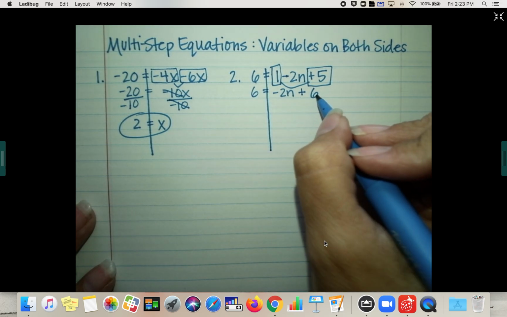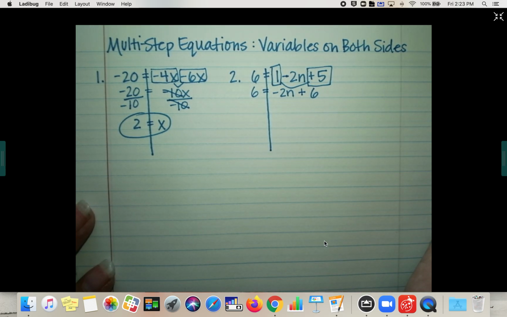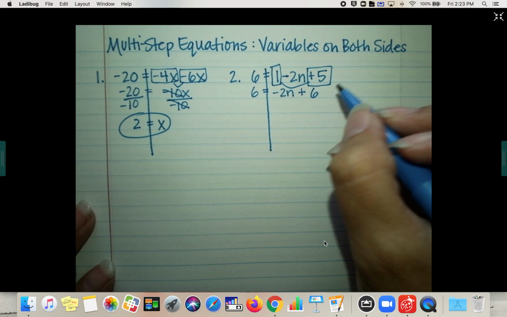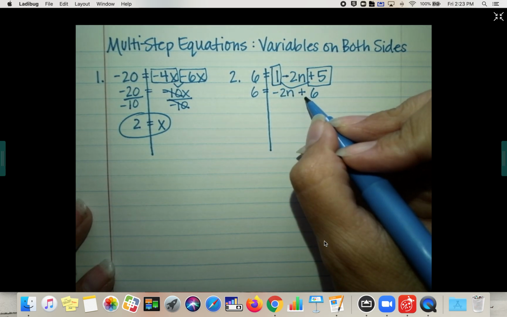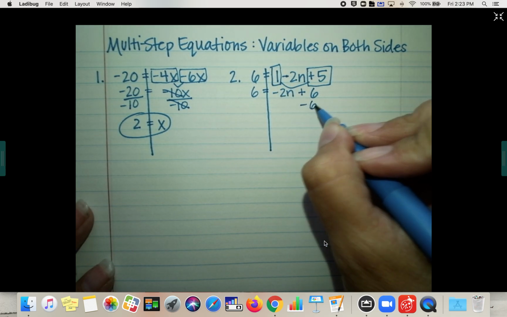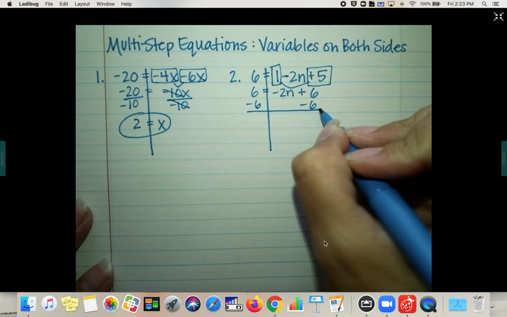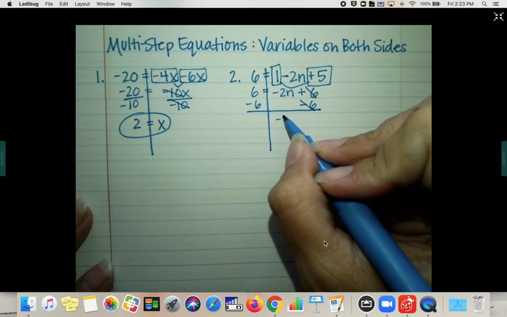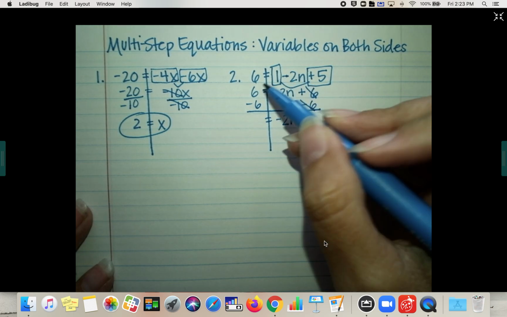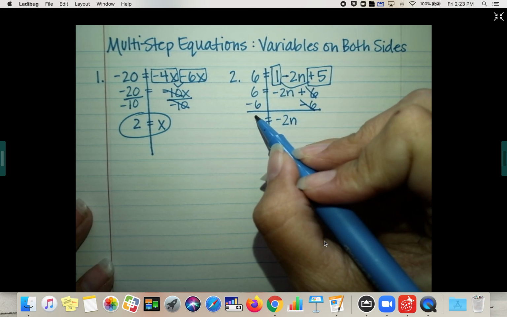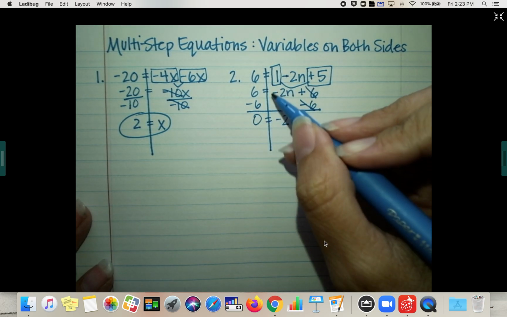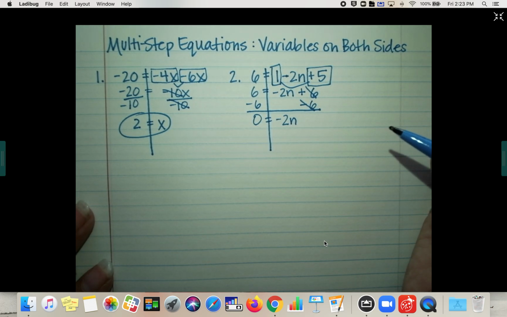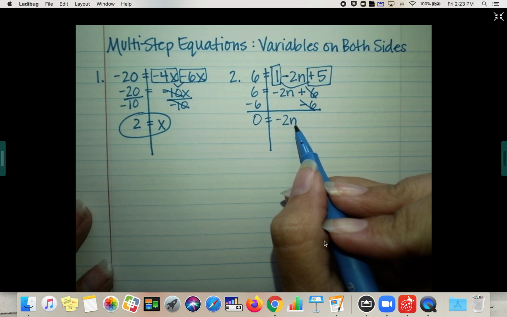All right, now you're left with a basic 2-step equation like you've already taken a quiz over. So we would leave this guy alone and get rid of the plus 6 by doing minus 6. Cancel, bring down your negative 2n. 6 minus 6 is 0. It's okay for a problem to have 0 in it. A lot of people think they did it wrong, or that now they're done. You're not done until your variable is by itself.